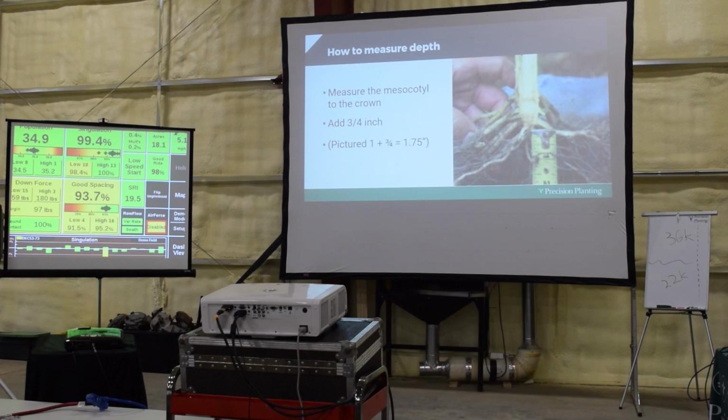So we've talked through population, singulation, and spacing, and now we kind of get to the depth discussion. So before we get into the downforce discussion, we want to think about a few different factors here. And so I always like to start the discussion on downforce with talking about our depths. And I show a picture here of where we take a measurement of where that seed goes to the crown, and we add 3/4 inch, and we know how deep this was. So in the picture here, we see that he was at 1 3/4 inches.